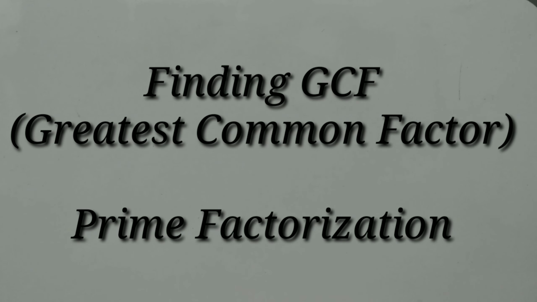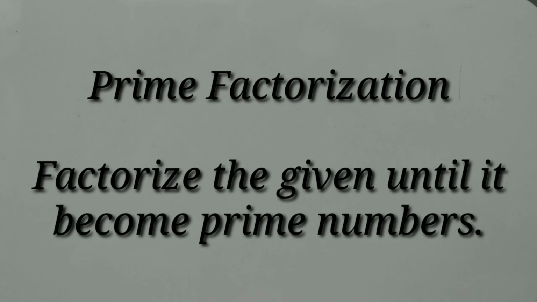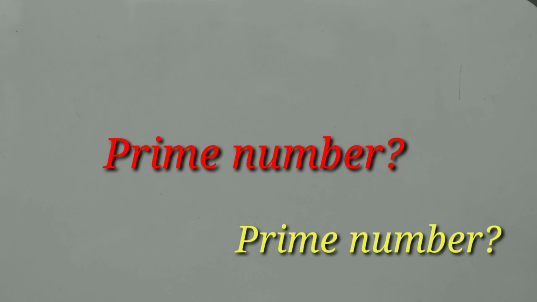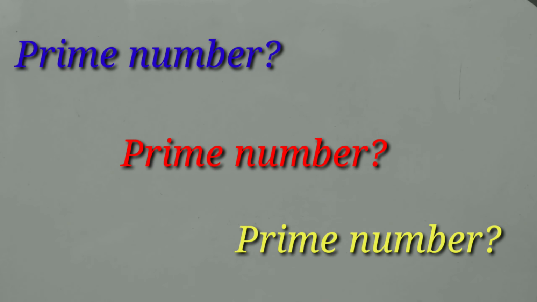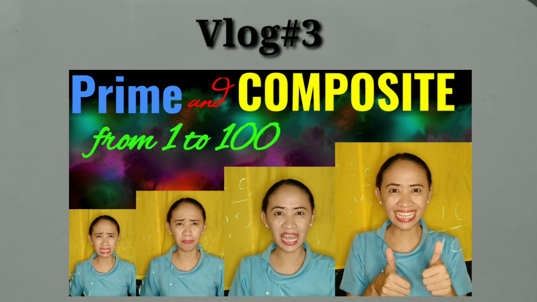Now we are going to proceed with our next method, which is prime factorization. It means that we are going to factorize all our given numbers until all the factors are equal to prime numbers. If you have no idea what a prime number is, I did a tutorial on it. I will put the link in the description box so that you can check on it.